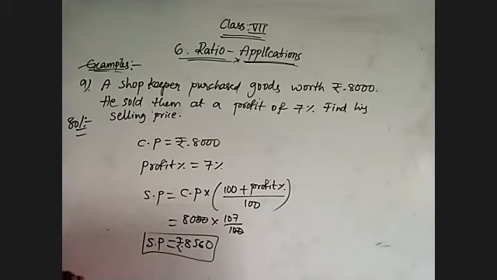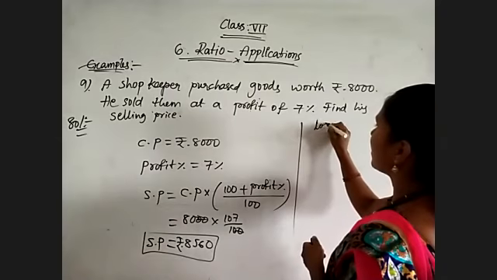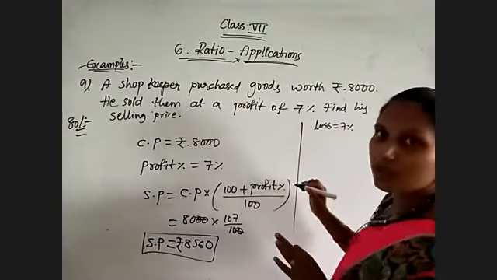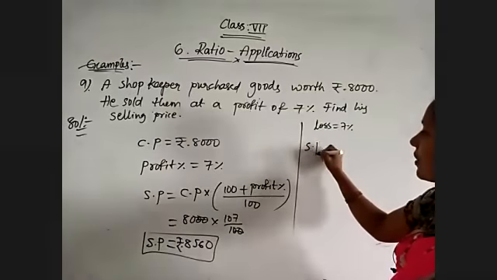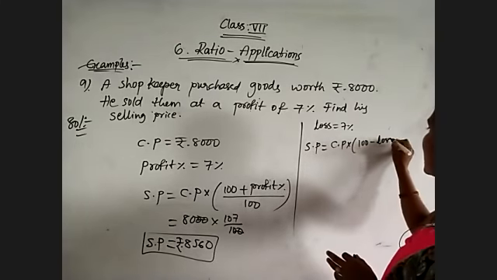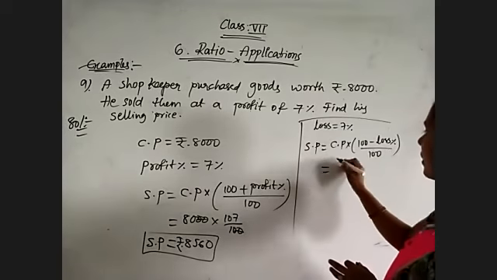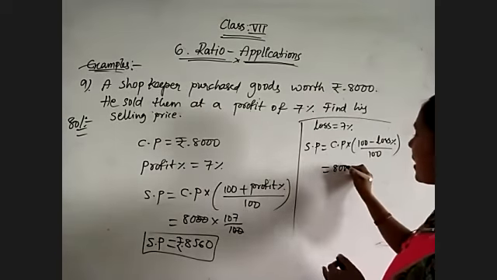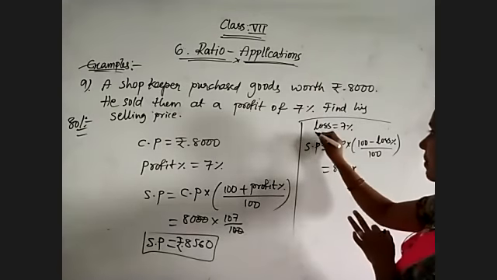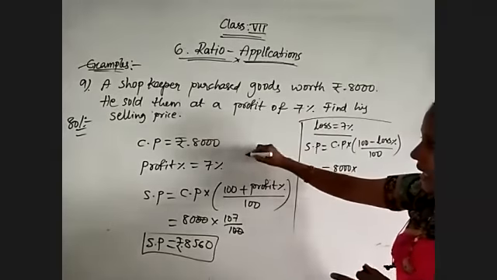See, if they have given loss instead of profit, for suppose loss equal to 7% is given, in this case how can we get the SP value? CP into 100 minus loss percent divided by 100. That's all. CP value is 8,000. For the same values I am explaining another problem. This is by taking loss percent, and in the original question they mentioned the profit. Okay, this is the correct solution.